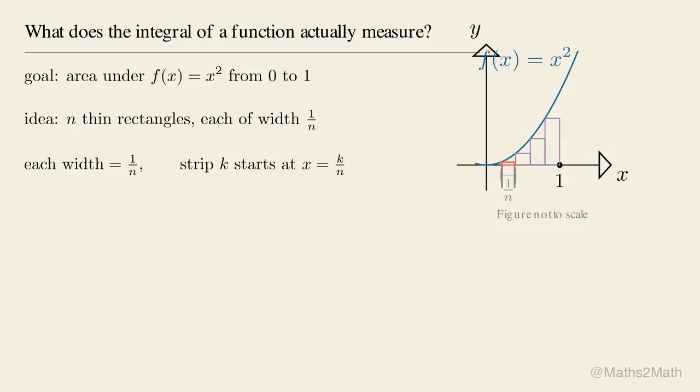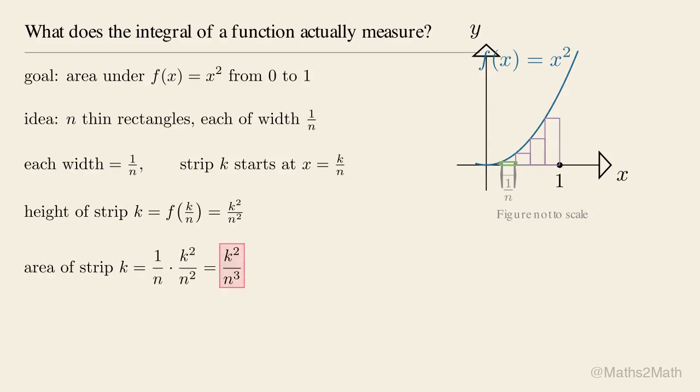How tall is that rectangle? We let it reach up to the curve at its own position, height f of k over n. Since f squares its input, that is k squared over n squared. One rectangle's area: width times height like always. 1 over n times k squared over n squared, k squared over n cubed.